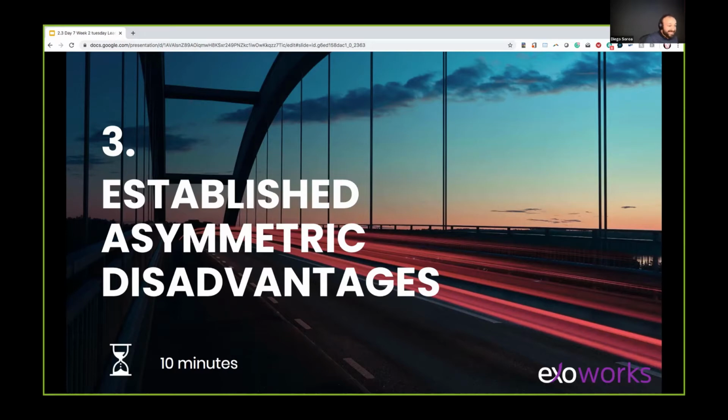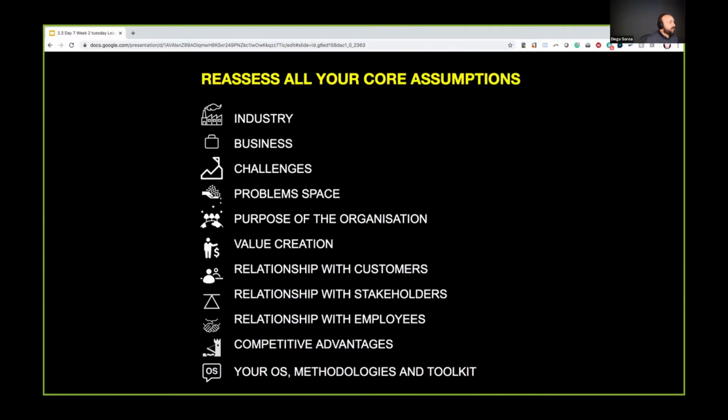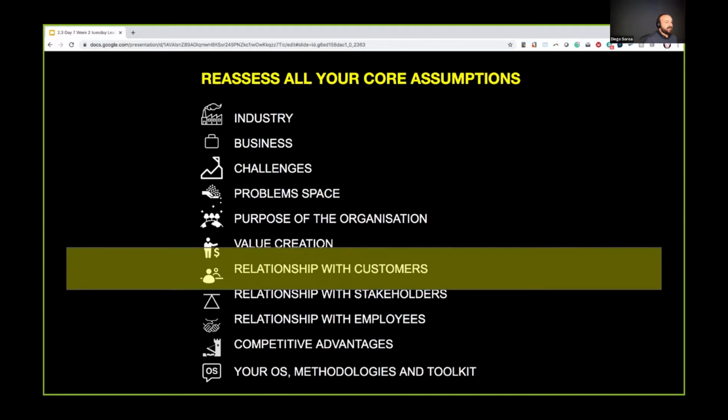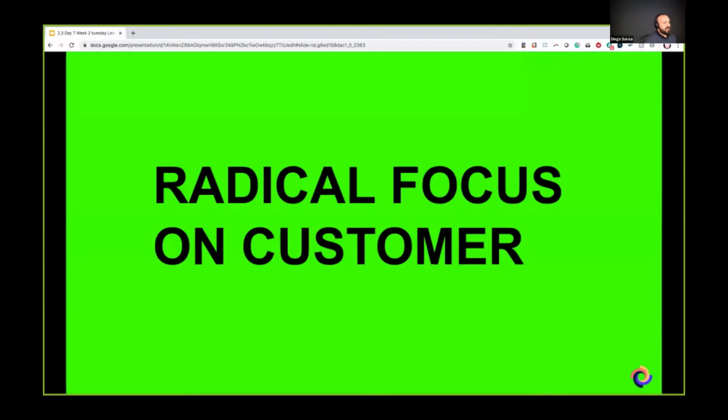And I would say yes, and this is precisely where the established asymmetric disadvantages come into play. So it's all about, once again, reassessing our core assumptions. We've talked about how we should reinterpret our industry, our business challenge, the problem space, the purpose of the organization, the way we create value, the relationship with the customers. It might be obvious to some extent when we are seeking incremental performance improvement, but when we want something radical, we need to radically reassess our value proposition.